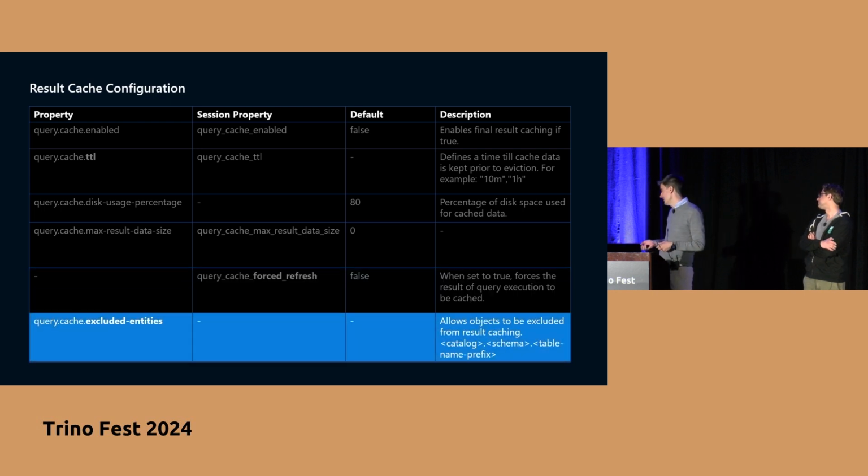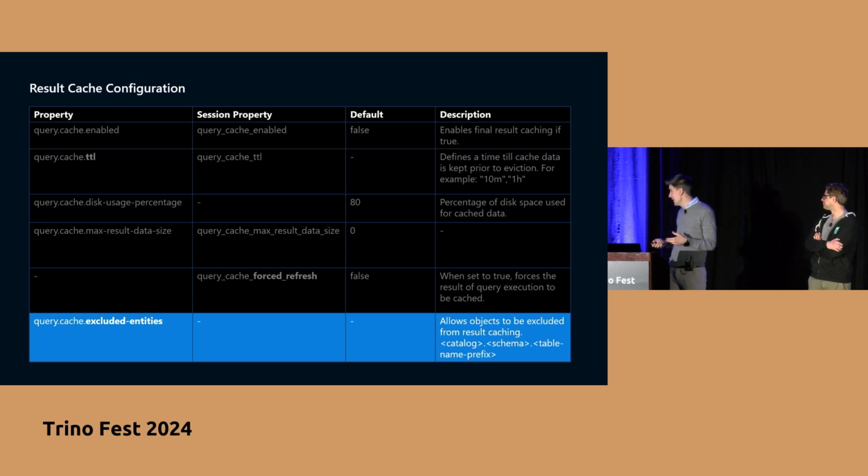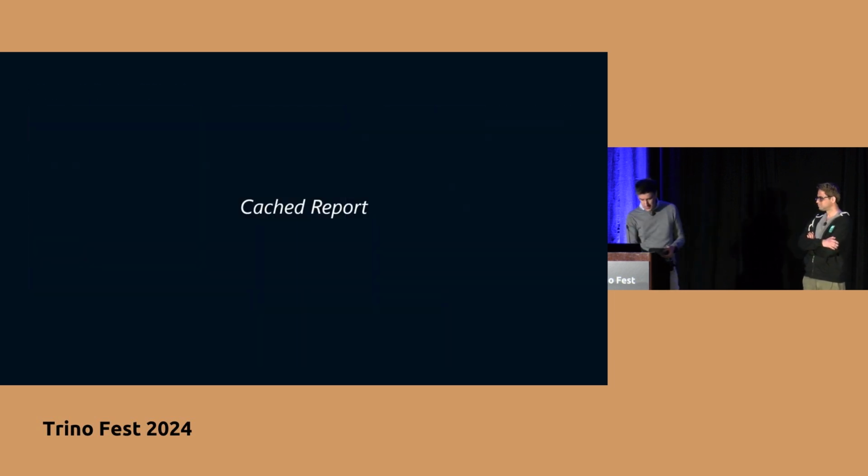And then excluded entities is a really important thing as well, to be able to exclude information schema by default, so your schema is up to date, but also to be able to exclude specific tables and catalogs by prefix. All right, so let's just show this in operation.